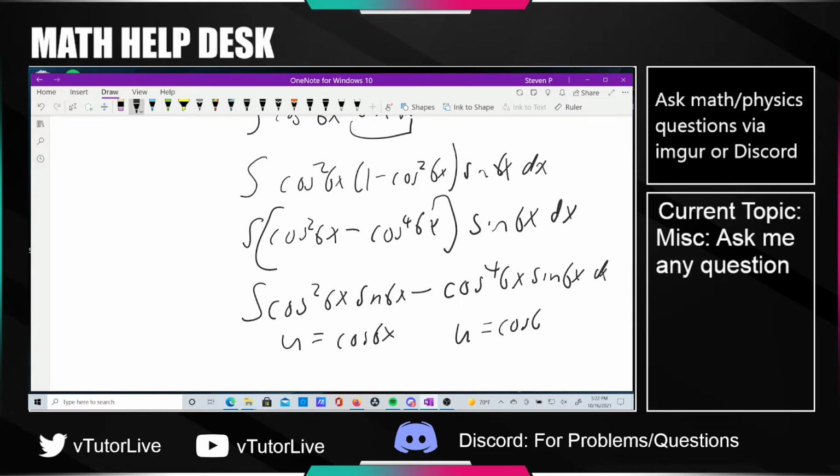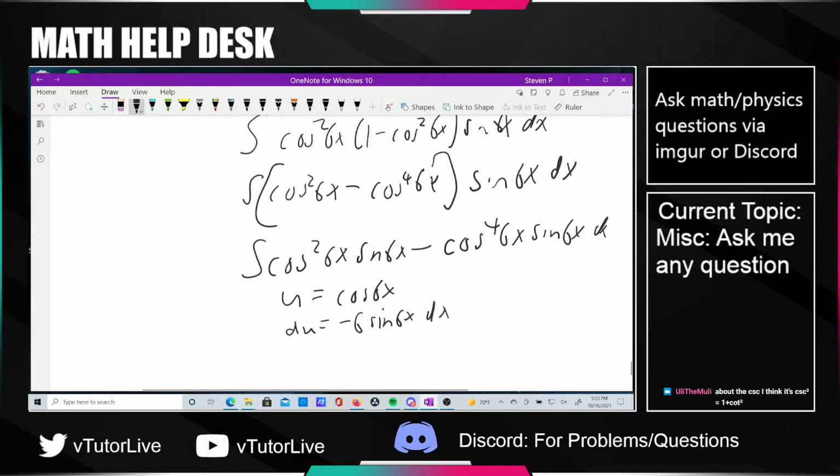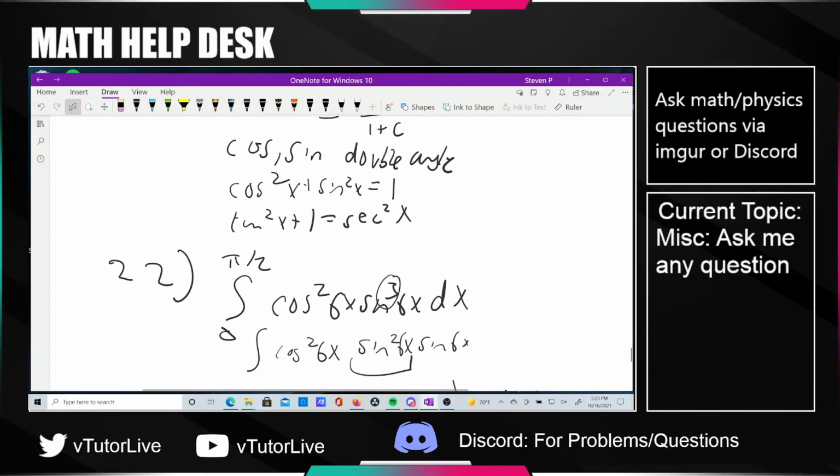And then du, so I'm just writing it. It's two separate integrals that are done pretty much exactly the same way with u-sub. This turns into minus 6 sine of 6x dx, right? So this just turns into an integral of u squared du, and this turns into an integral of u to the fourth du. Either way, it should be really easy.